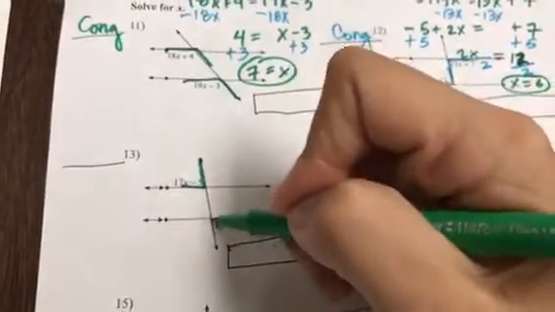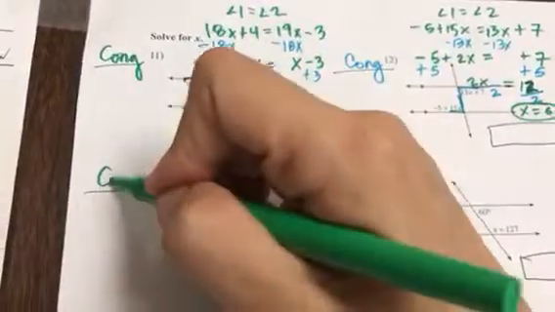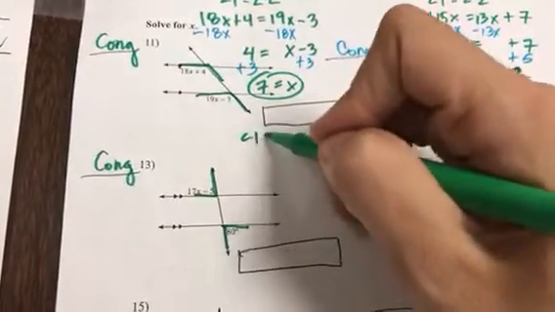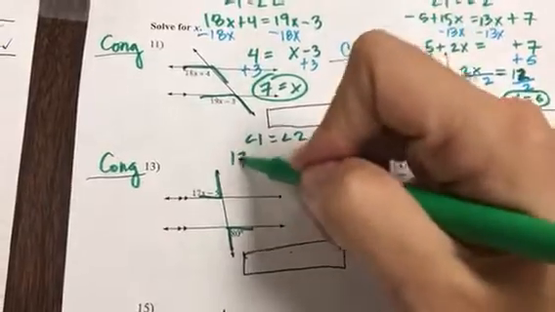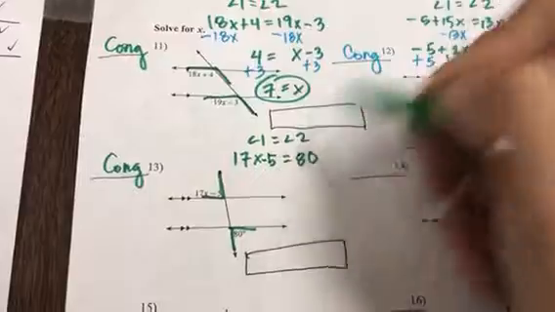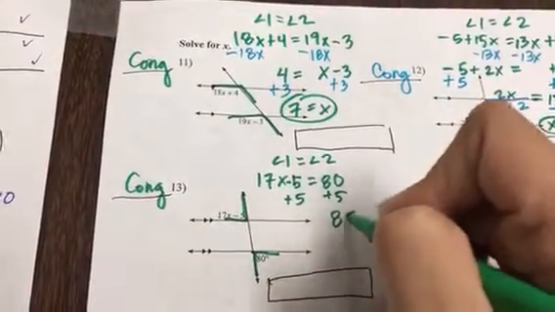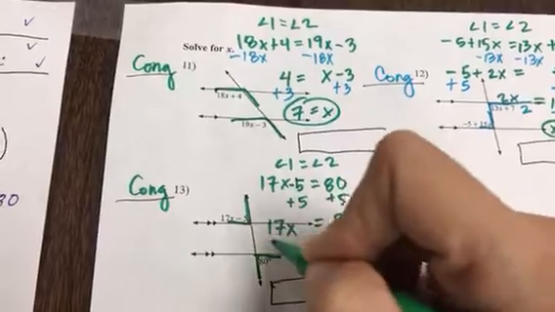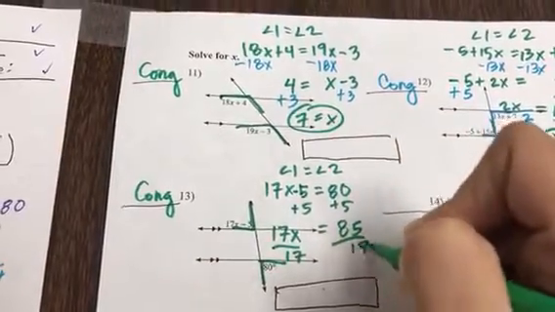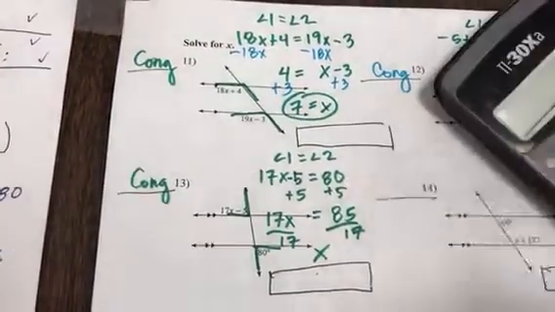Trace the angle less than 90, oh yeah, 80 is less than 90. Those have to be congruent. Okay, add 5 to both sides. Divide 17 to both sides. Five.